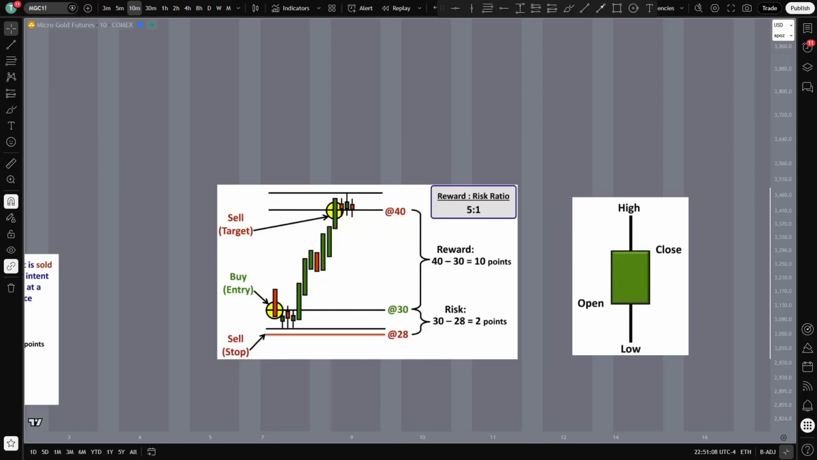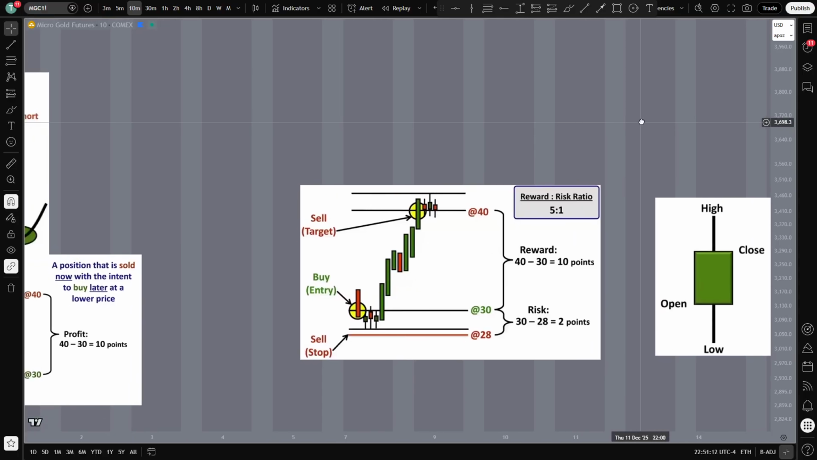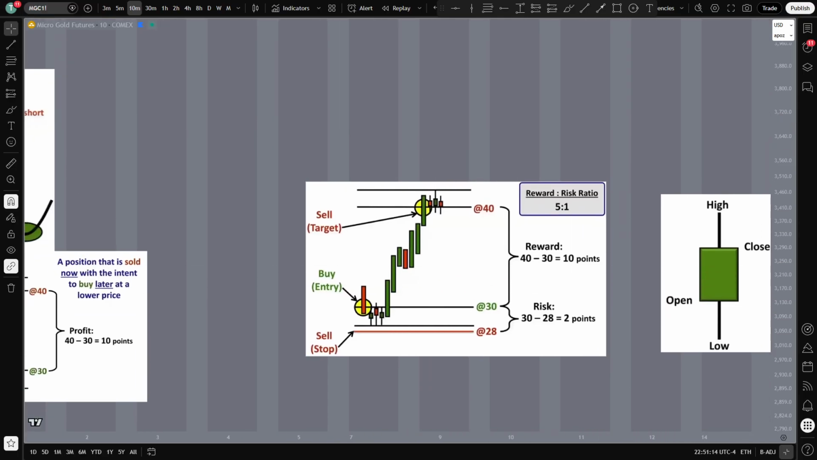Now let's talk about risk to reward. A lot of people don't know what risk to reward is. So pretty much, let's talk about risk. Risk is just how much you're willing to lose on a trade.